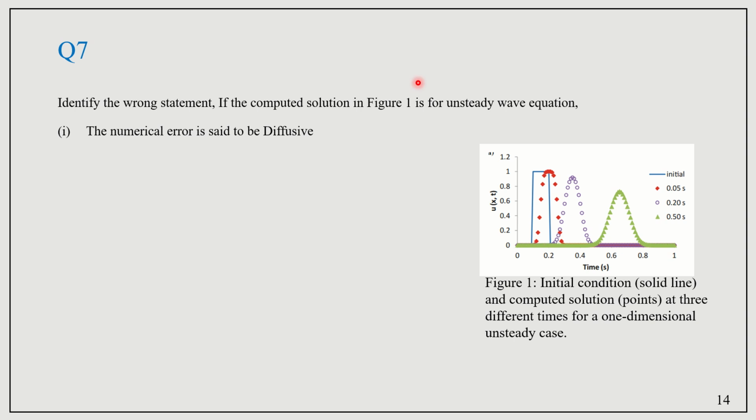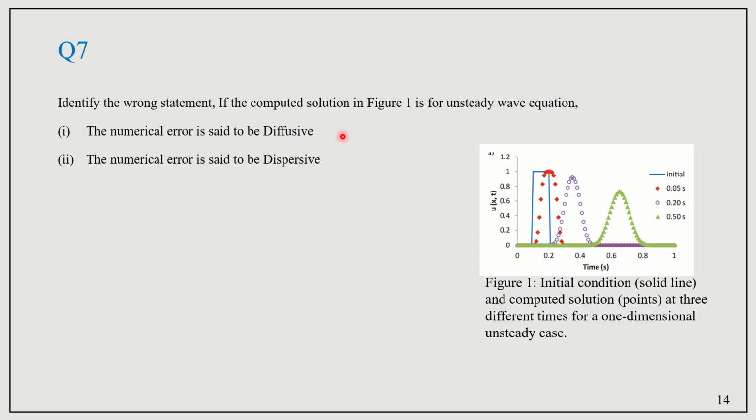First one, numerical error is said to be diffusive. And second one, numerical error is said to be dispersive. Out of these two statements, we need to identify which of these are false or wrong statements. So what is given, numerical error is diffusive or numerical error is dispersive. The question is simply that only. We need to identify the type of error.